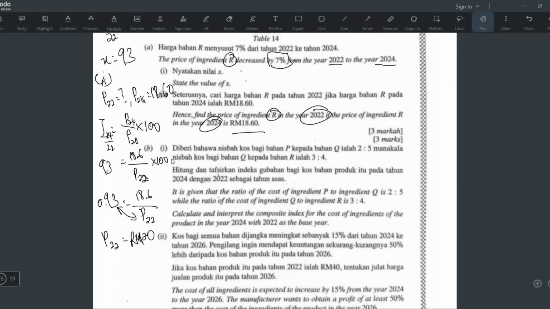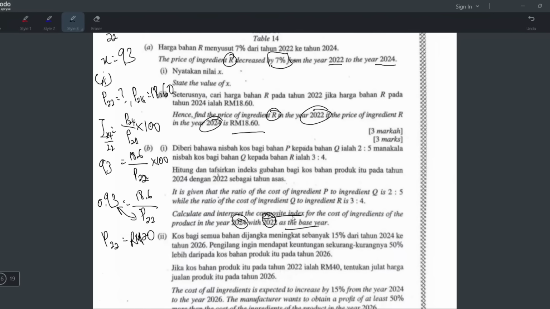Let's do B. Okay, B1. Given that the ratio of the cost P to Q is 2:5, ratio for Q to R is 3:4. Okay, I think this is the weightage. Because in index number, if they give ratio or pie chart or bar chart or percentage, usually it's the weightage. Okay. So now they say calculate and interpret the composite index for the cost of ingredients of the product in the year 24 with 22 as the base year.